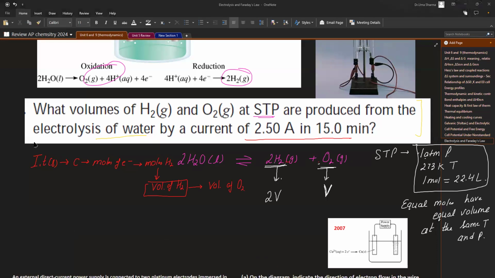So let's do it. So what is I? 2.50 amperes time 15.0. I'll take 3 sig fig. Both the numbers are in 3 sig fig. Final answer 3 sig fig. And this is minutes, so I'll multiply it by 60. Now it is coulombs. Plug in the first ratio.